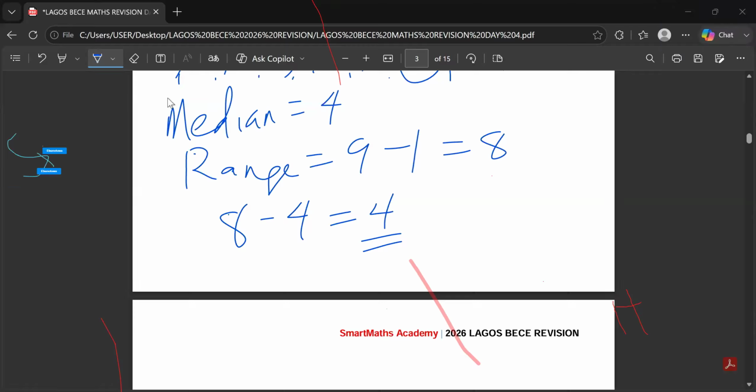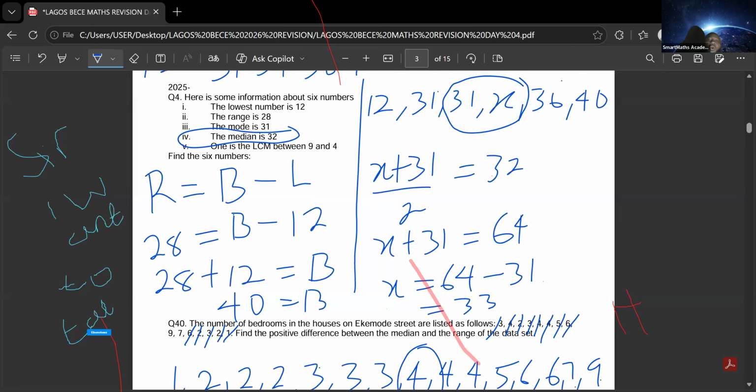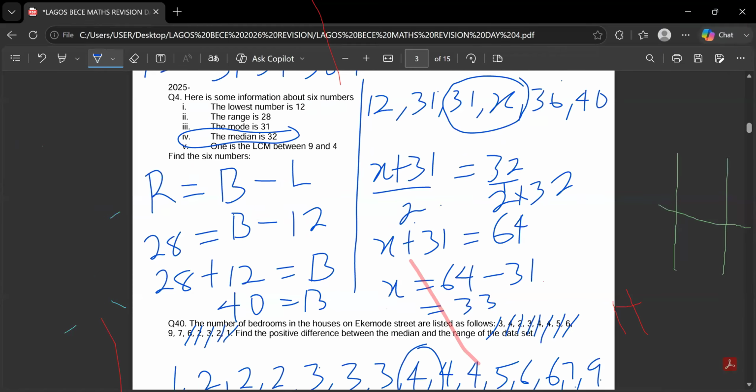Sir, please, the first question you asked, where did you get the 64 from? From which question, please? From range and the meridian. The first question. Okay, how did I get 64? That is 2 times 32. When you cross multiply, 2 multiplied by 32 gives you 64. Is that clear? Yes, sir. All right, thank you. Thank you, sir. You're welcome.